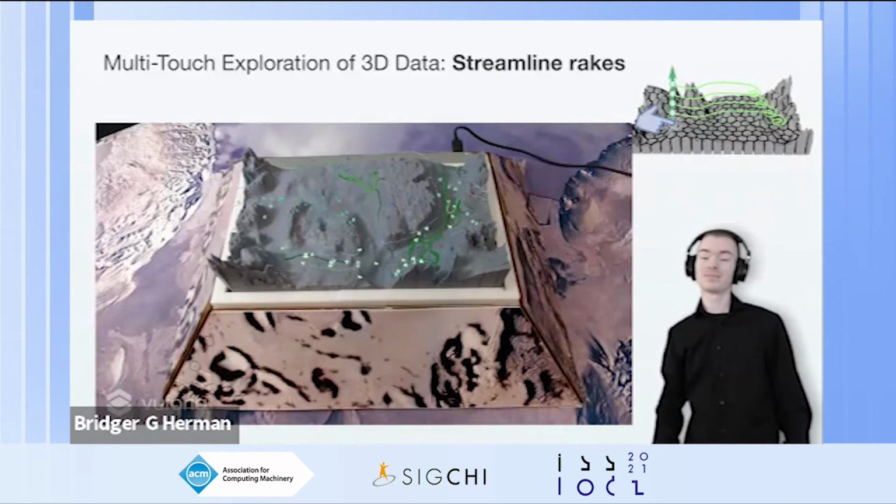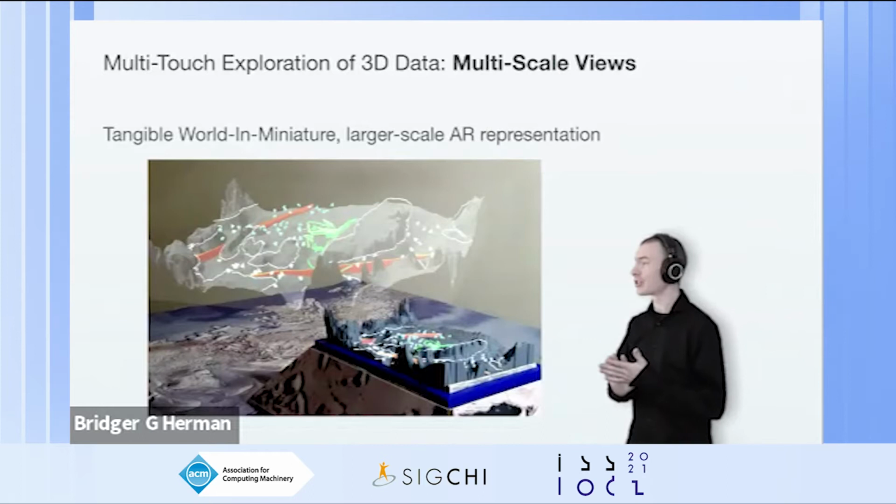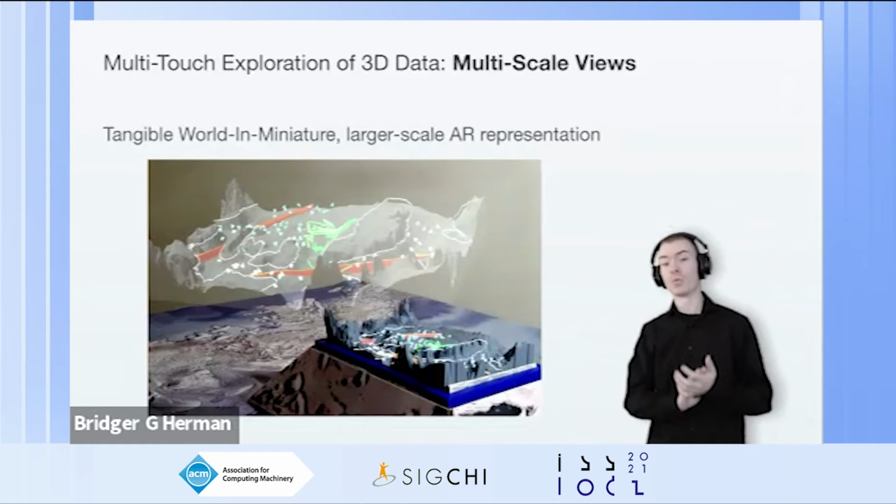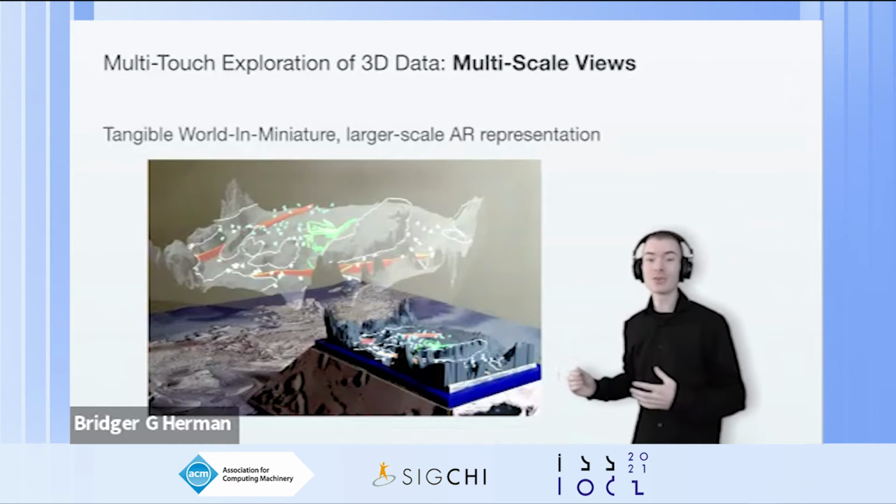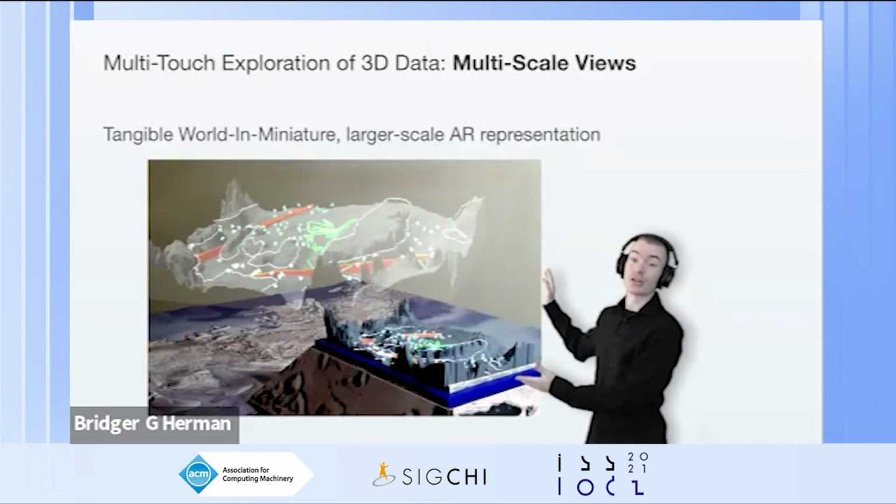To partially overcome the limitations of a small physical model, we have also implemented a physicalization as a world in miniature. This not only allows multi-scale views of the data, but enables a user to have the physicalization as a haptic proxy for the much larger AR visualization.